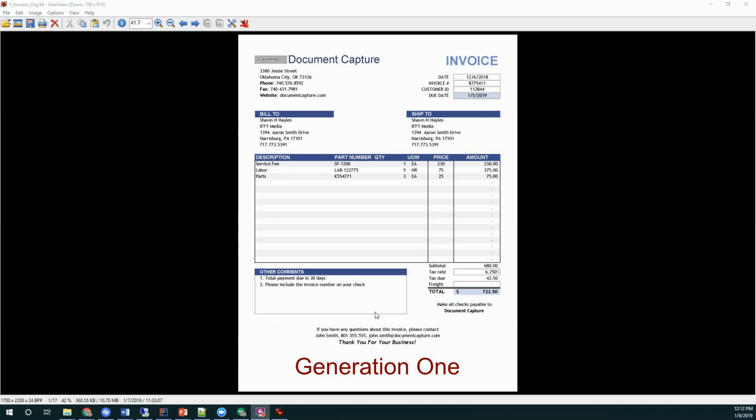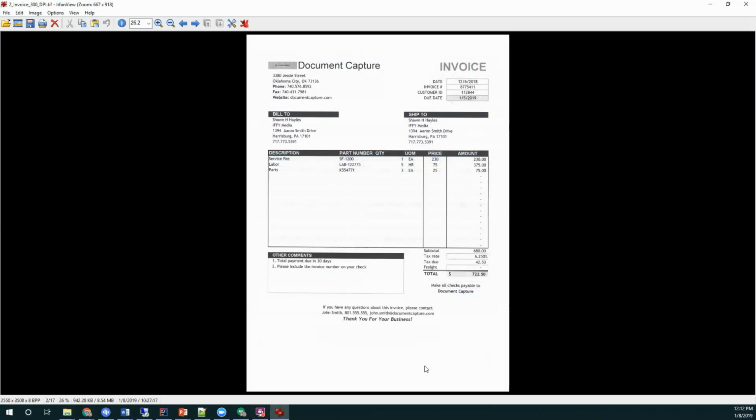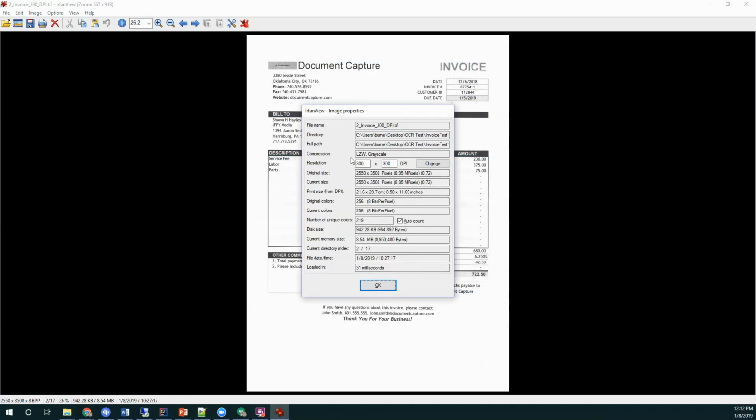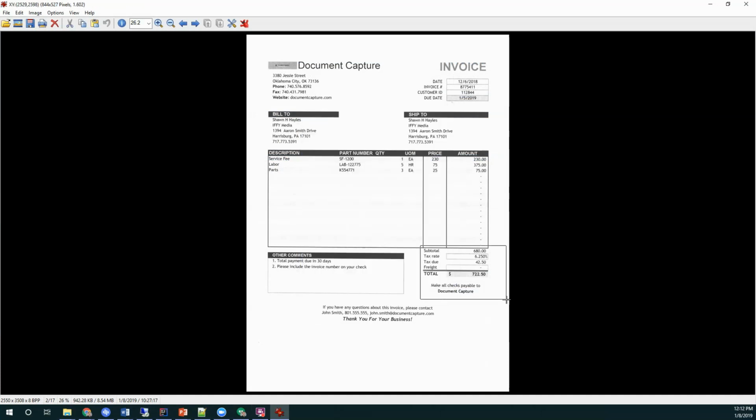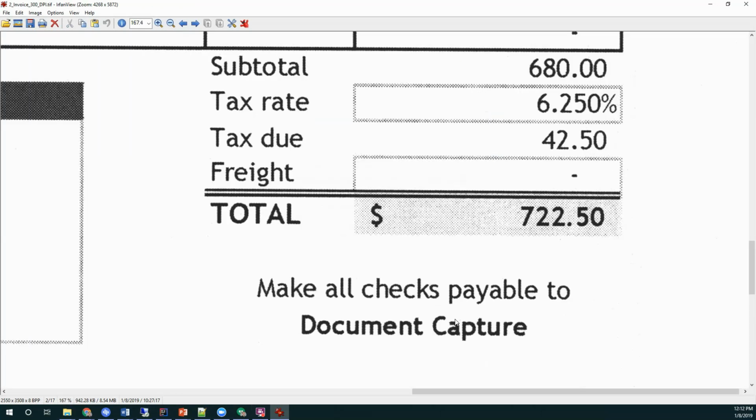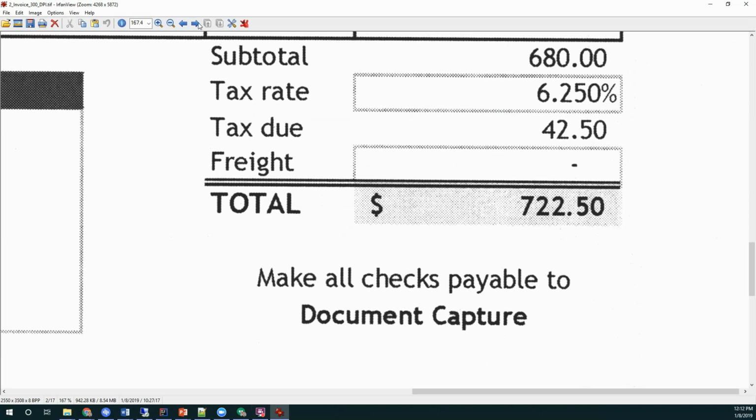This is the first iteration, or Generation 1 sample. It has never been printed or scanned. This is an optimal image for OCR. This next sample is a 300 DPI image scanned in grayscale. When zooming in, we can see that the characters are nice and crisp. This image would be of ideal quality.